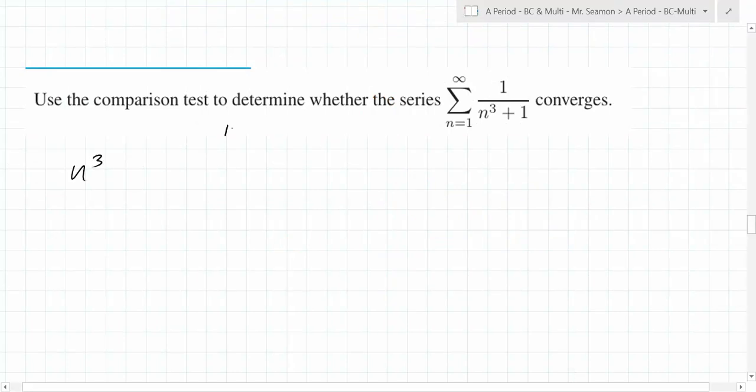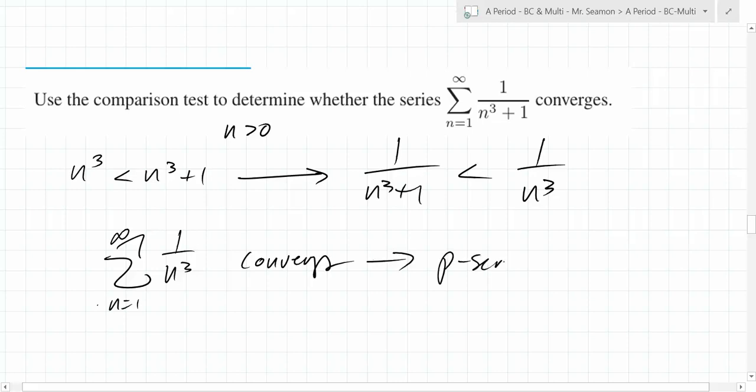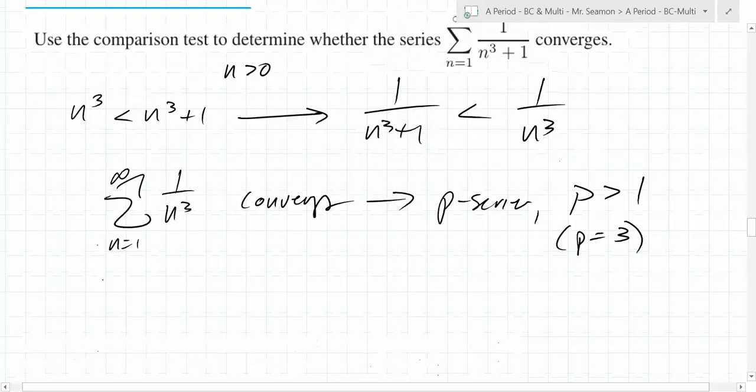What your math professors in college will expect? You know this is true: if n is greater than 0, n cubed is less than n cubed plus 1. What does that mean? It means that 1 over n cubed plus 1 is less than 1 over n cubed. You know that the sum from n equals 1 to infinity of 1 over n cubed converges. Why? It's a p-series, and p is greater than 1 because p is equal to 3.